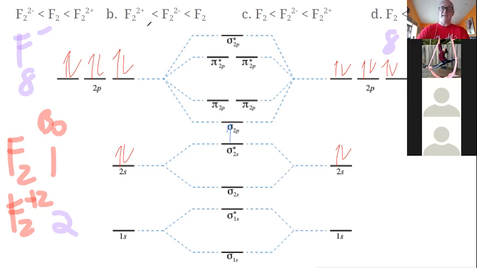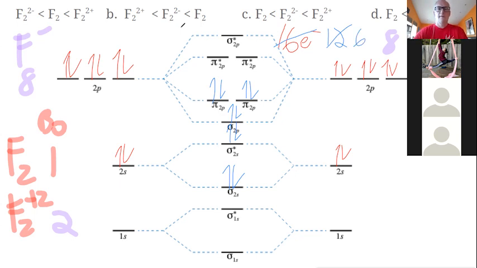Let's see. So I have a total of 16 valence electrons to fill in my molecular orbitals. Let's start doing it. Where do my first 2, as usual, go here? 1, 2, 3, 4. And where do my next ones go? I got 12 left. 2p sigma. Mm-hmm. 1, 2. And the next, so I got 10 left. 4 on 2p pi. 1, 2, 3, 4. All right, I got 6 left.